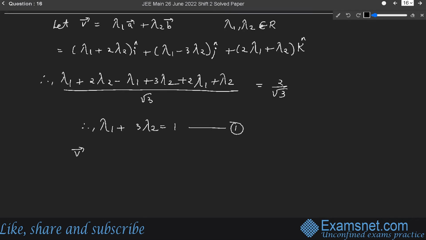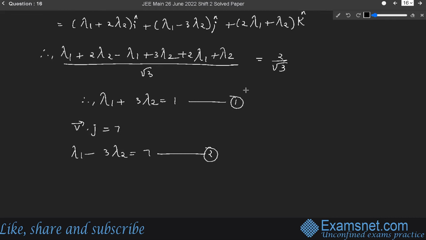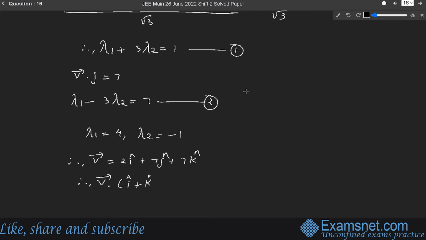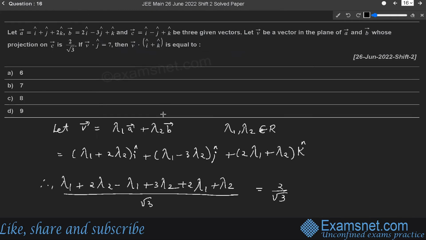It is given that V vector dot j is equal to 7. So lambda 1 minus 3 lambda 2 will be equal to 7. Let this be equation number 2. We have both the equations. So from equation 1 and 2, lambda 1 will be equal to 4 and lambda 2 will be equal to minus 1. Therefore, V vector will be equal to 2i plus 7j plus 7k. Therefore, we can say that V vector dot (i plus k) will be equal to 2 plus 7, which is equal to 9. Hence, we can say that the correct option here is option number D, which is 9.